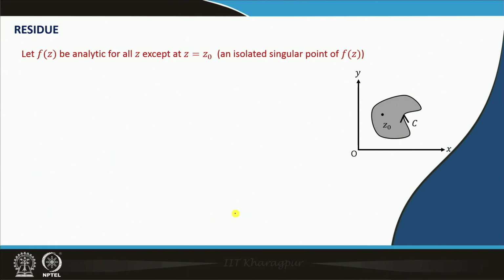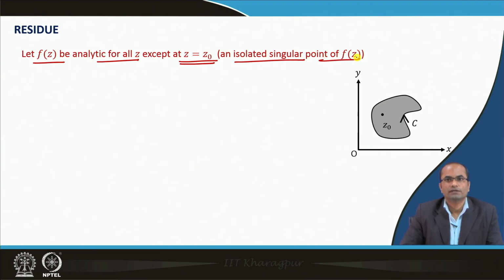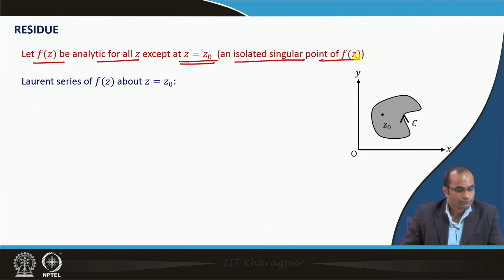Coming to the residue. Suppose f(z) is a function which is analytic for all z except z equal to z naught, which is an isolated singular point of the function f(z). In the previous two chapters we discussed the singular points and also the expansion, in particular the Laurent series expansion, which will be very useful to discuss the residue now.